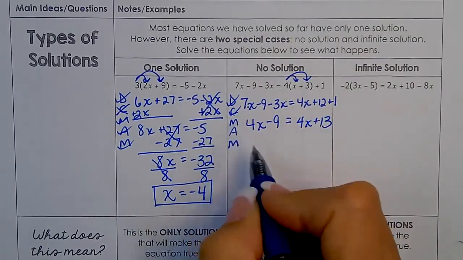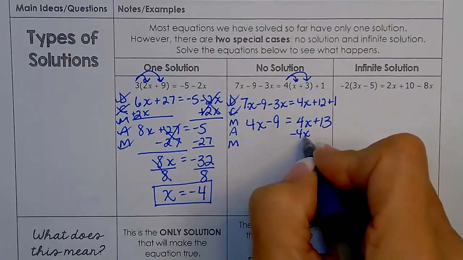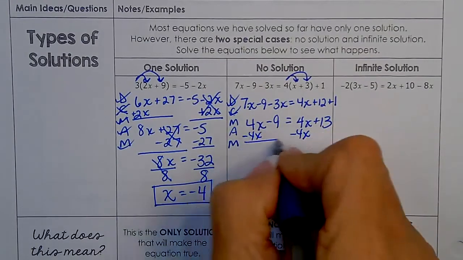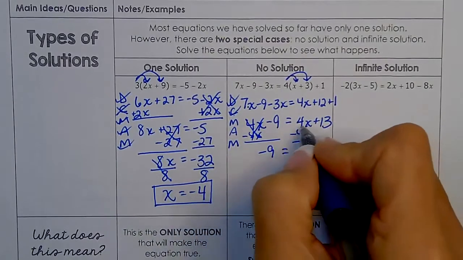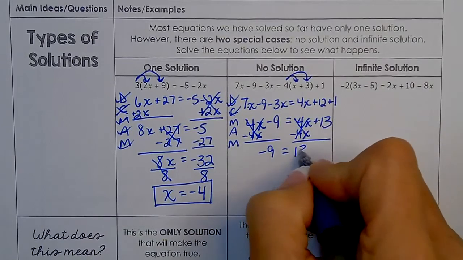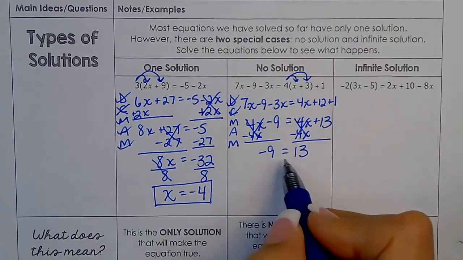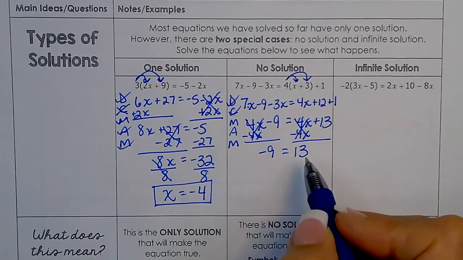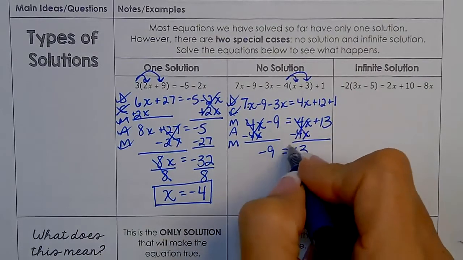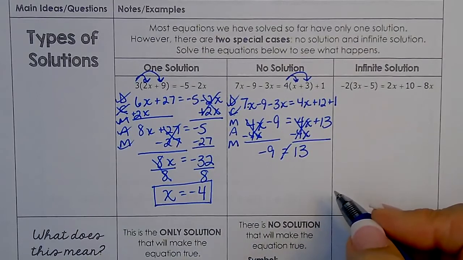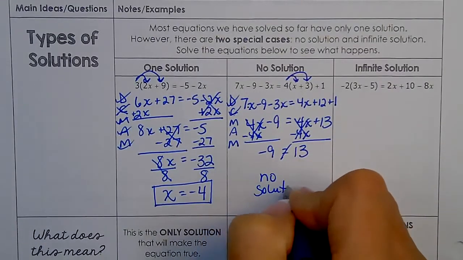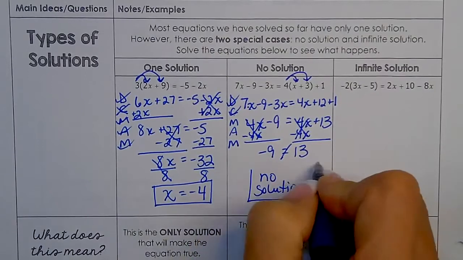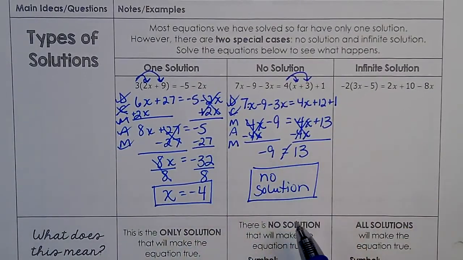Okay, time to move it. So I'm going to subtract 4x from both sides. That cancels. That cancels. And I'm left with -9 equals 13. Well, since that is not true, that's why it is no solution. If what you're left with is not true, then it's no solution.